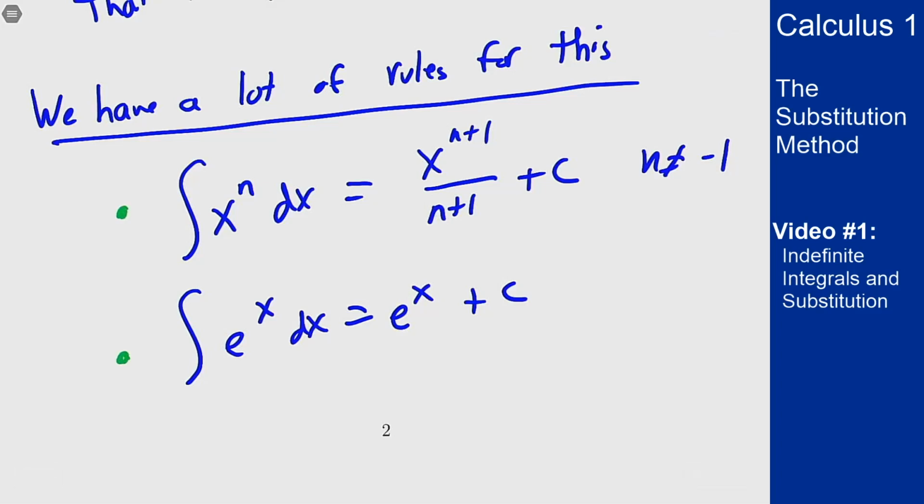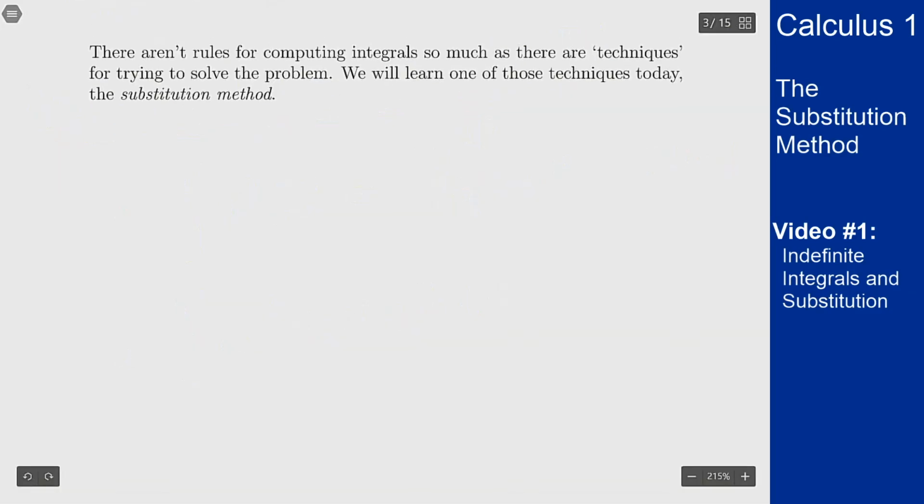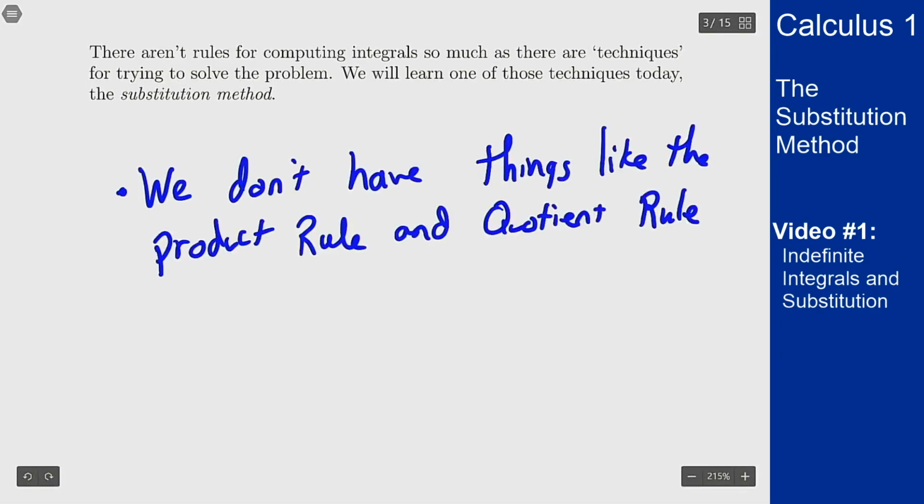This is our new notation for antiderivatives, and we know how to find those just by undoing the rules for differentiation. Now, there aren't many more rules, because we've already covered them. For actually trying to solve these problems, we really have our techniques instead. The main point here is that we don't have things like the product rule and the quotient rule. The issue is we don't really have ways to combine simpler integrals we know into more complicated ones.